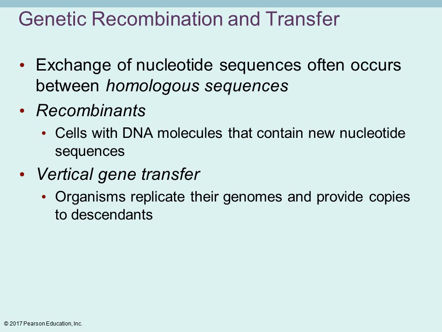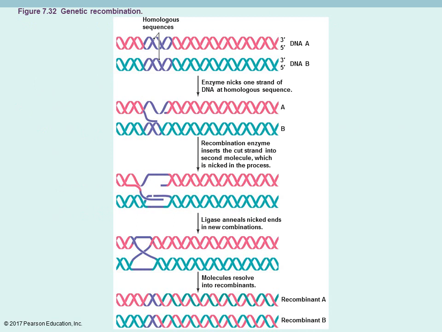Oftentimes in nature, there is exchange of some genetic material. Recombinants are cells with DNA molecules that have a new sequence of DNA in them. This is showing a diagram with genetic recombination.